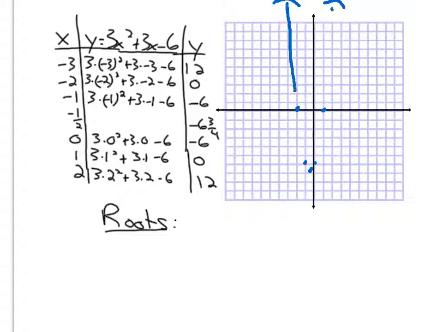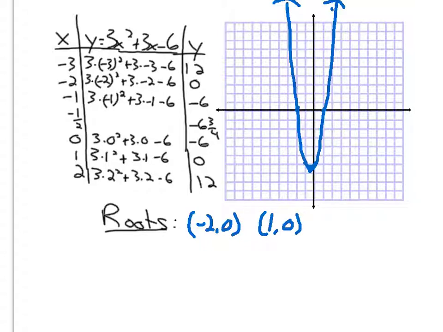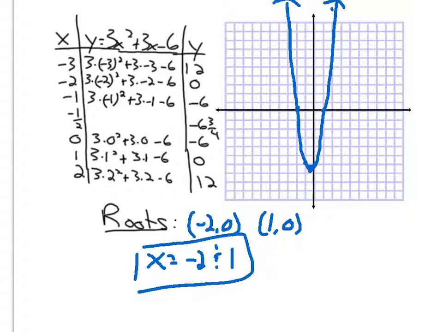And I'm going to try to just connect these as best as I can. Oops, sorry. Making my parabola like that. And again, my roots are where my graph crosses the x-axis. So I've got a point at negative 2, 0, and a point at 1, 0. So my solutions to this equation are x equals negative 2 and 1. Okay, those would be the solutions to my original equation that I had to start with. And you can plug that in to check and see.